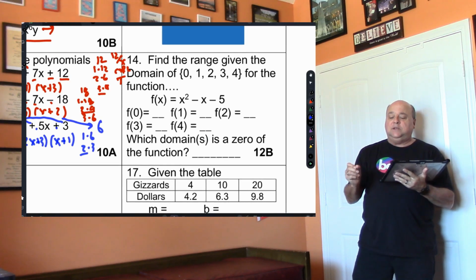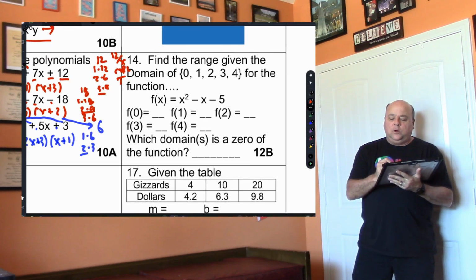On 14, we have to do this on the calculator. So on 14, we're going to graph.